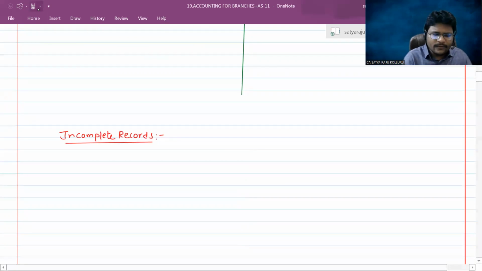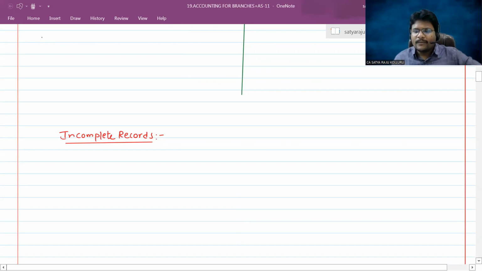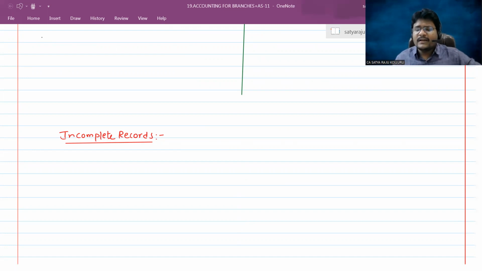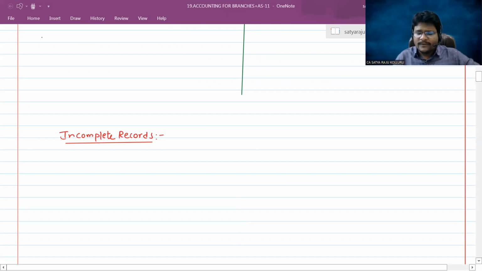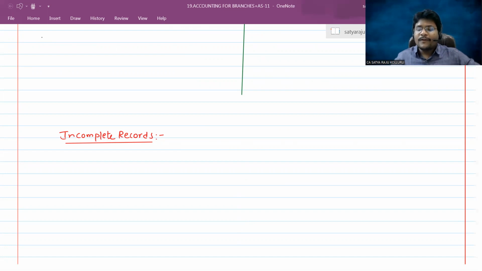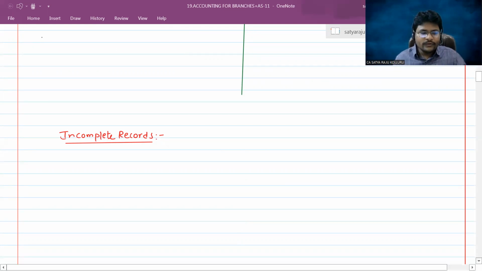I just want to give a brief view regarding this topic. In case of incomplete records, what happened? The books of accounts are not 100% complete. Maybe certain information is missing. There are no proper expenses and incomes information maintained by the particular entity. From such books of accounts, we need to ascertain the profit or loss of that particular period.